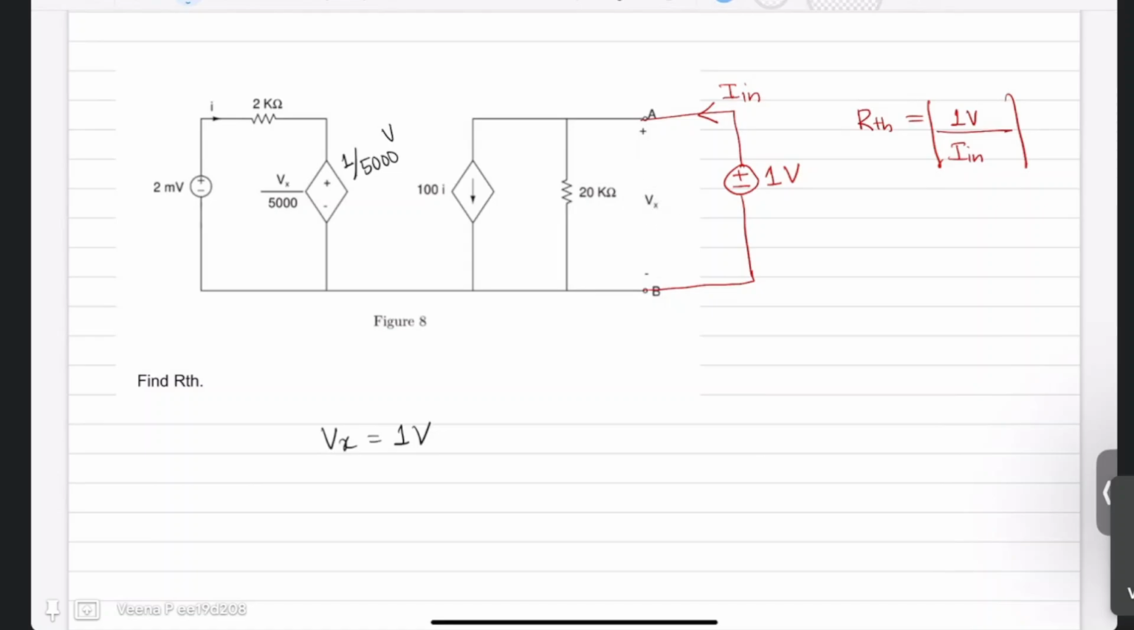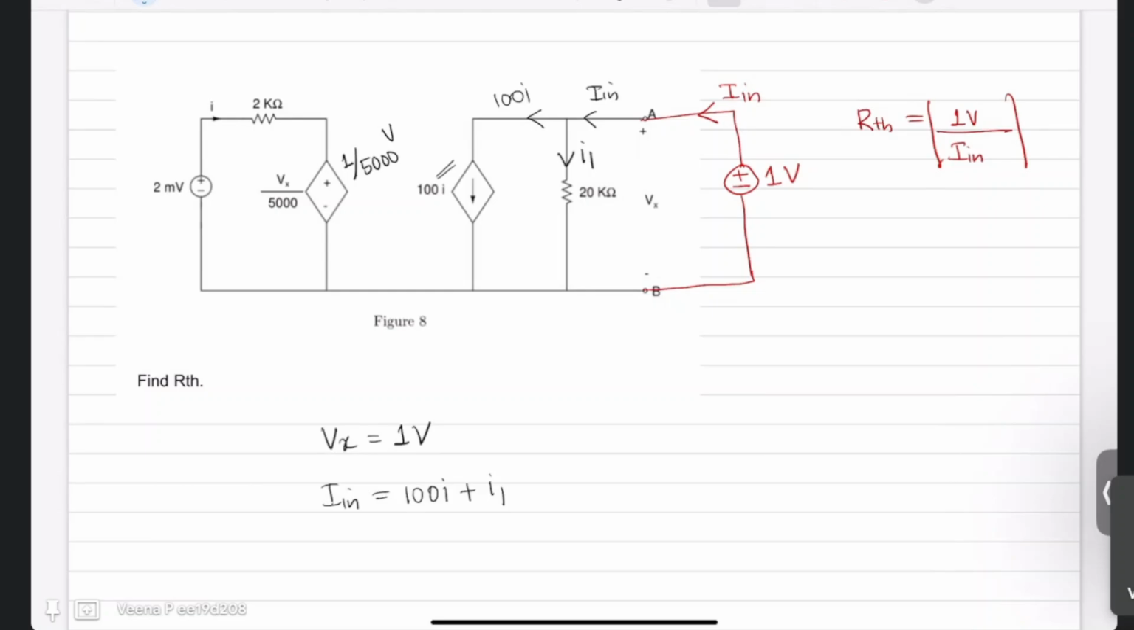Now I have to find I, because this current is 100I. I have to find I in. So I in is your 100I, the current flowing through this branch is 100I, and this current I can call I1. So your I in is 100I plus I1. Now if you see, I1 is the current flowing through your 20 kilo ohm.